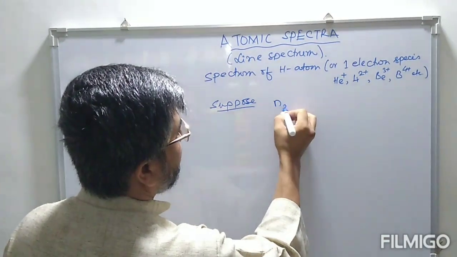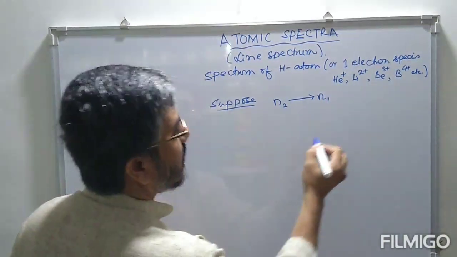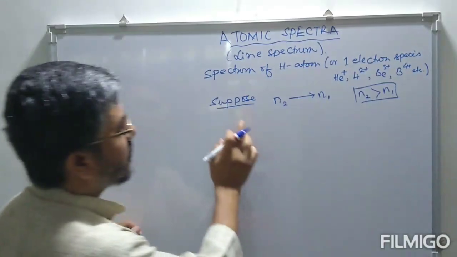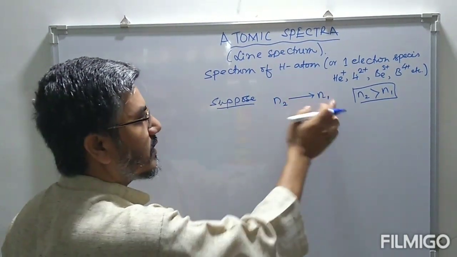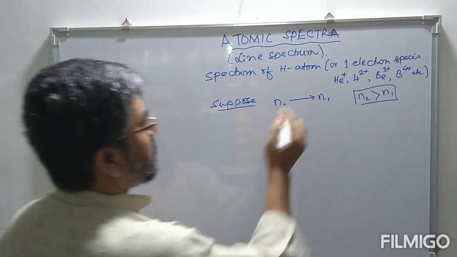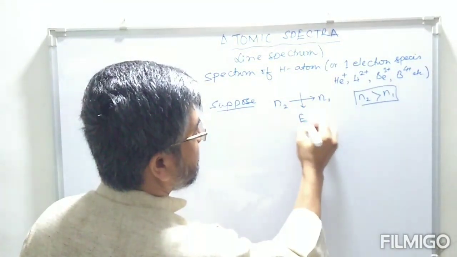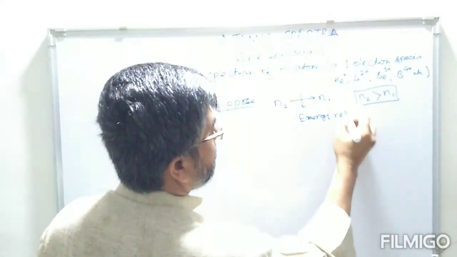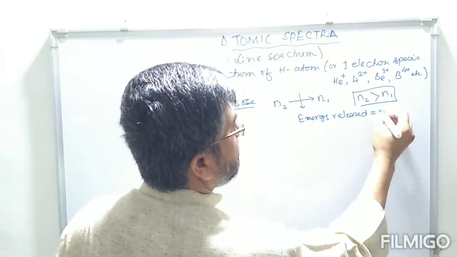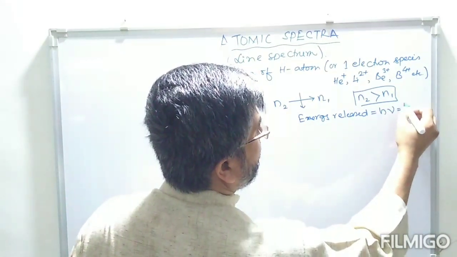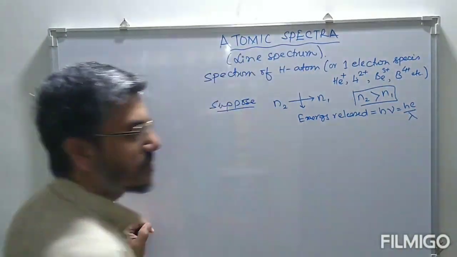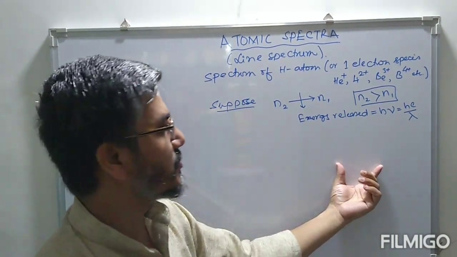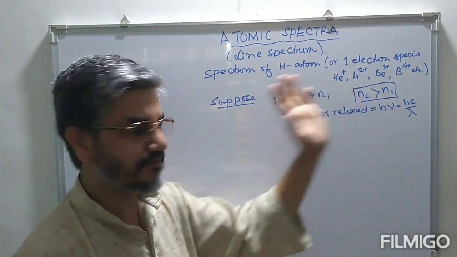So suppose electron is coming from N2 level to N1, where N2 is greater than N1. So electron is coming from a particular higher level to a lower level. So in this, energy is released, and this energy released is equal to h nu or hc by lambda. So whether energy is absorbed or released, this always appears in the form of electromagnetic radiation. So this is Planck's equation.